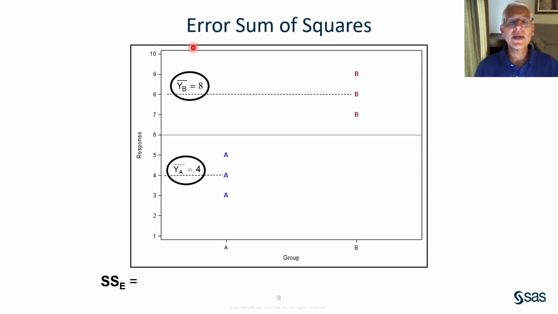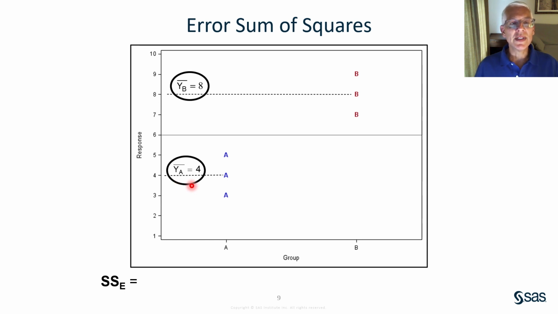Remember, the error sum of squares is the variability that is not explained by the independent variable, and it is what we call the within treatment variability. How am I going to calculate that? Well, first I need to find the group average for the first group. And so the average of my group A data turns out to be 4.